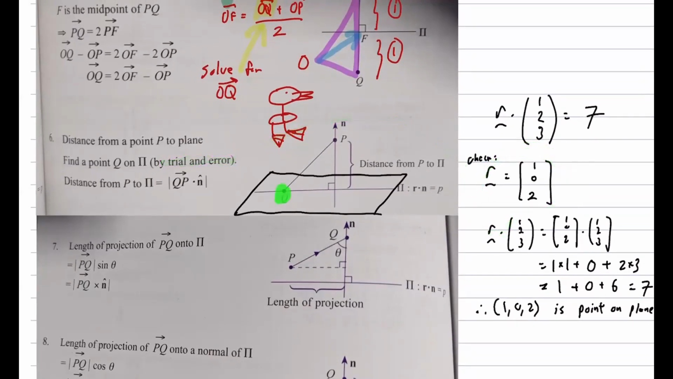Okay, then after you find this point Q, you can find out the vector QP. What is QP again? What minus what? OP minus OQ. Exactly, good. So you find your QP first. You'll know what is P, and you also found out an example of a Q. Then you can find your QP. Then you just need to take the dot product.